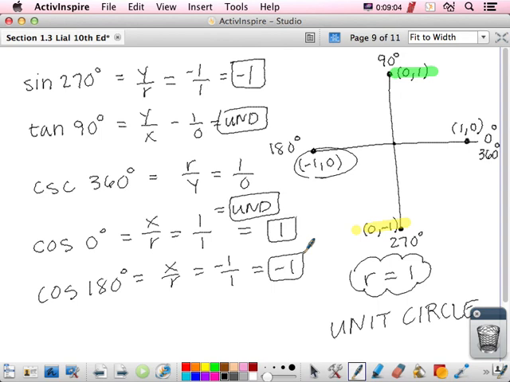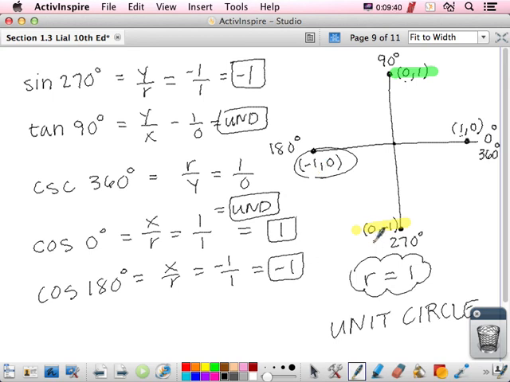So, and I'm going to say this, it may confuse you, it may not sink in right now unless you've had trig before, but listen to this. Because the r value is 1, and cosine is x over r, the x value is the same as your cosine value for the unit circle, because you're just stacking it over 1. So the cosine of 0 is 1, because it's 1 over 1. The cosine of 90 is 0, because it's 0 over 1. The cosine of 180 is -1. The cosine of 270 is 0.